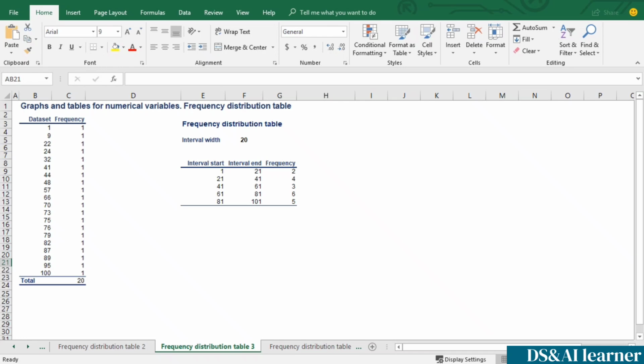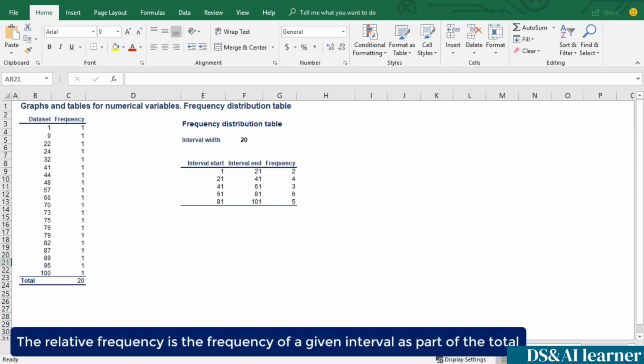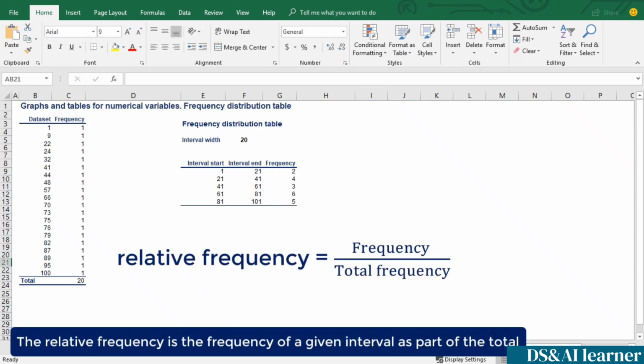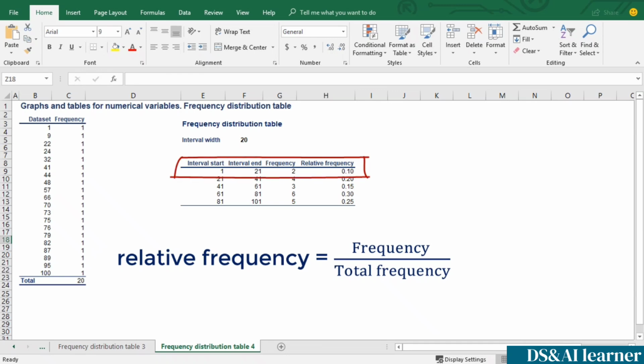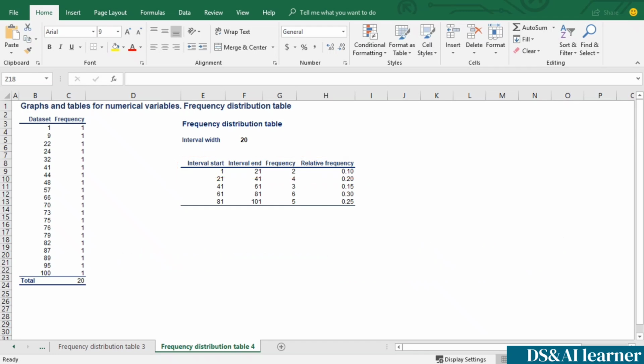For many analyses, it is useful to calculate the relative frequency of the data points in each interval. As we said in a previous video, the relative frequency is the frequency of a given interval as part of the total. Let's add another column to our table and name it relative frequency. So, the interval from 1 to 21 has an absolute frequency of 2, but a relative frequency of 2 divided by the 20 numbers, which gives us 10%, and so on until we fill the table. All right, this is how we calculate relative frequencies. Now that we have summarized the raw data, we can start plotting it.